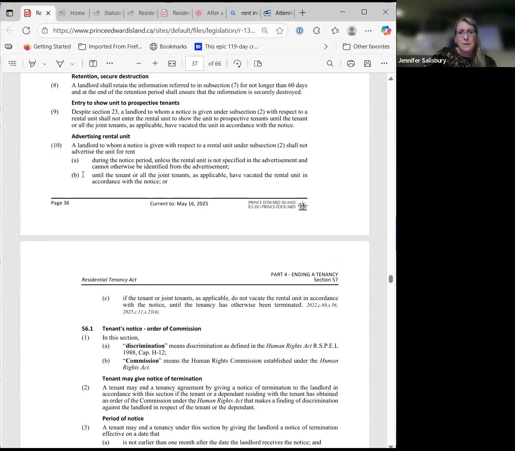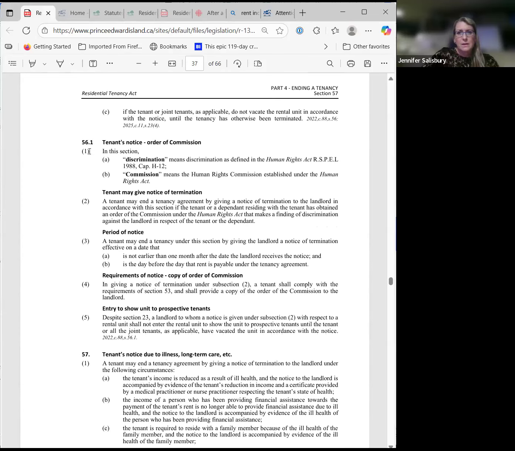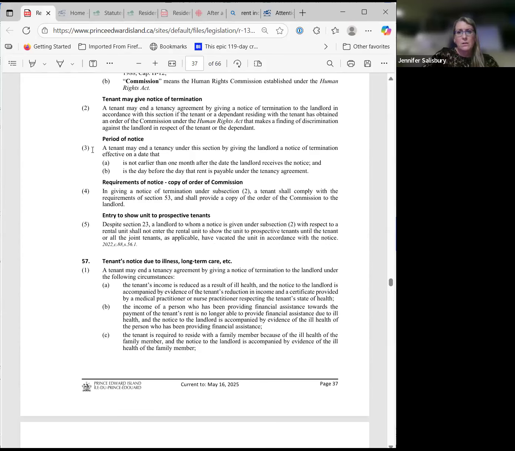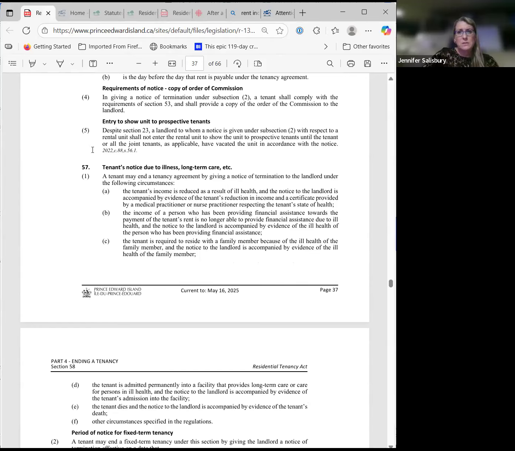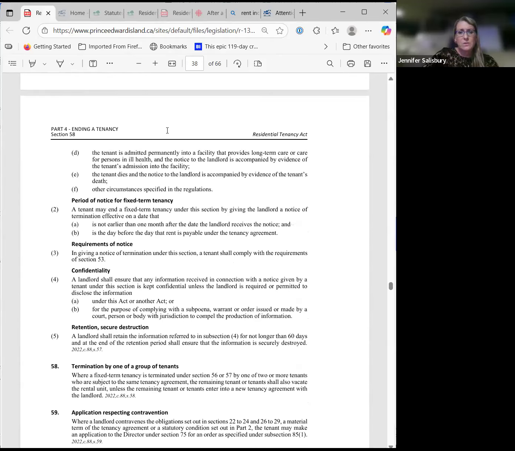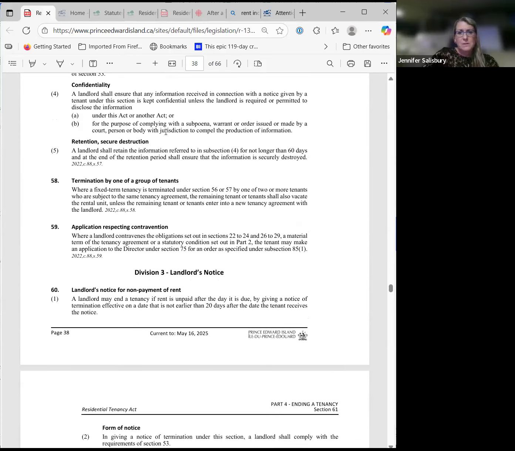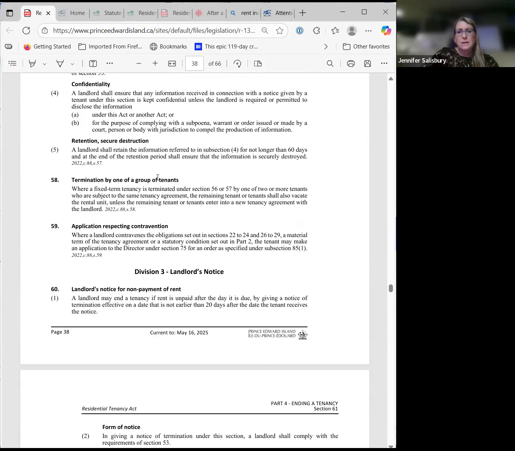Advertising. Let's see. Yeah, it's just talking about all of these different options. I'm on page 37 going into 38. This is talking about all of the different ways and things for a tenant to give notice for safety. Yeah, just in case. Wow.